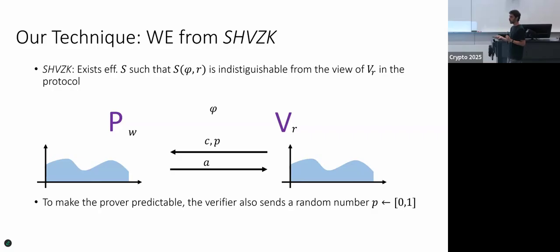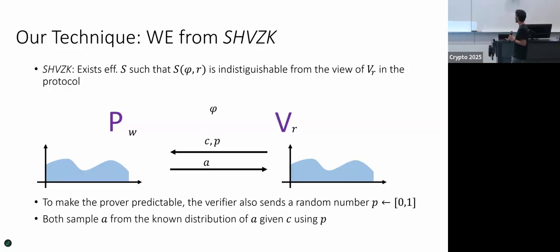So the way we are going to change the protocol is that the verifier is going to just choose a random number p between 0 and 1 and send it to the prover together with C. This, of course, cannot harm soundness. We just add a random number. And then the prover and the verifier will use this number to sample the value of A together in a correlated way.